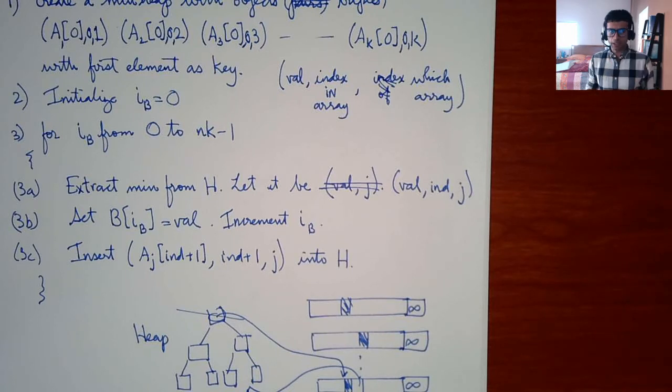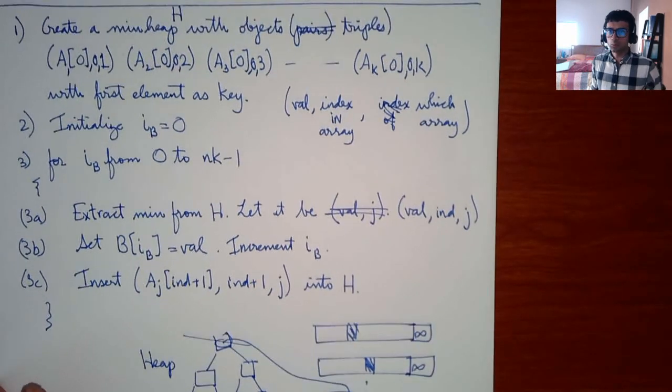It's a little tricky, right? You have to think about it a little bit. It's not as obvious as the other algorithms. Any questions about what's happening here?